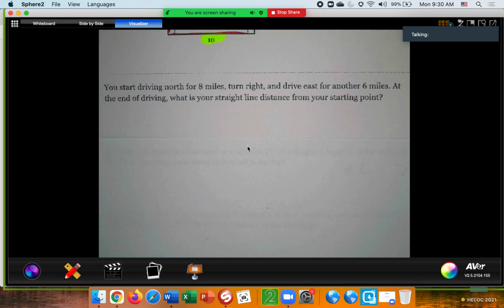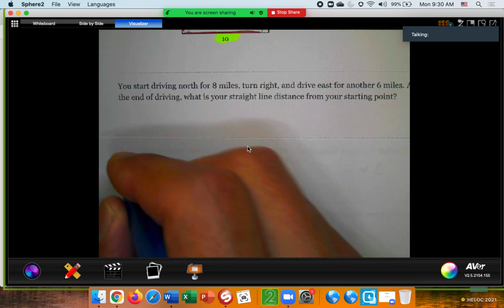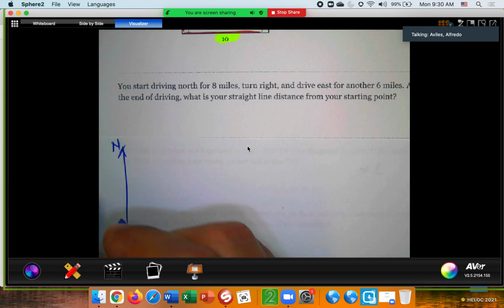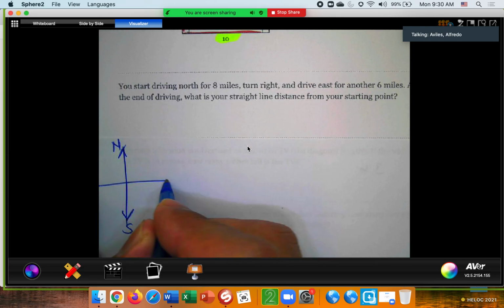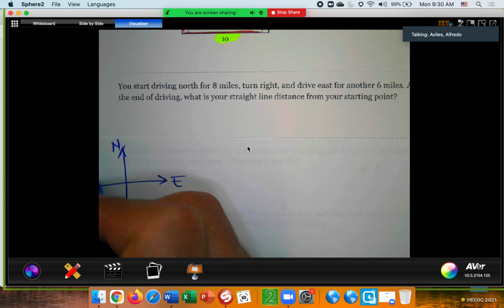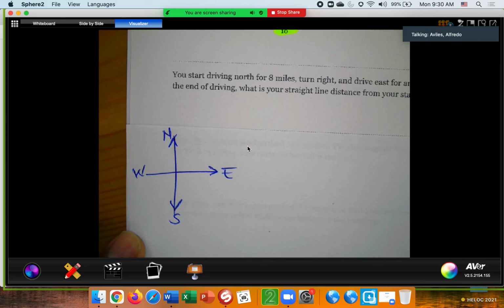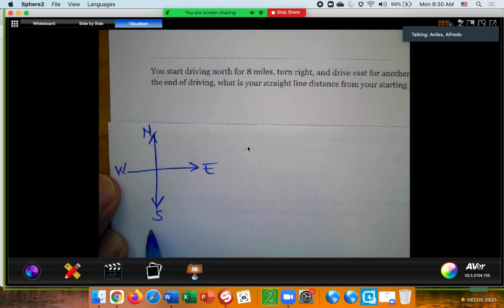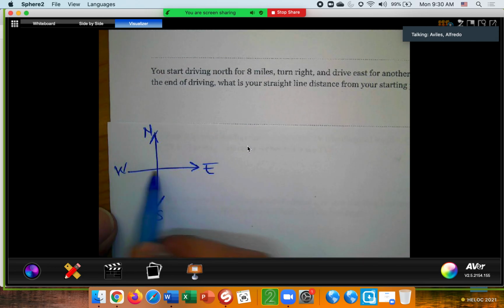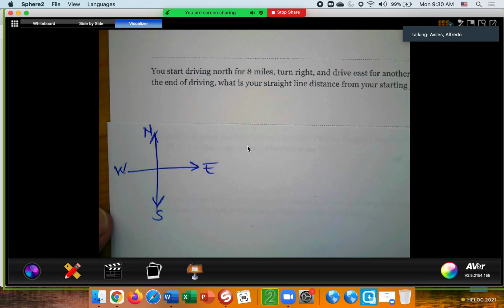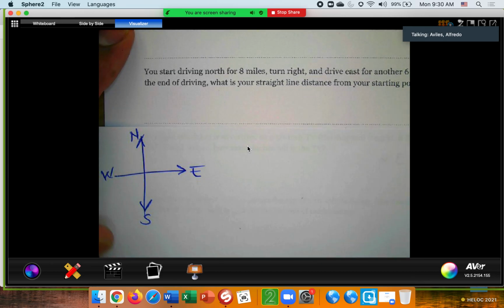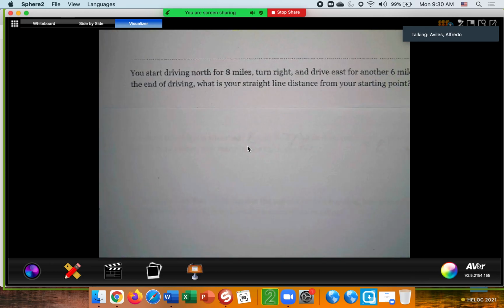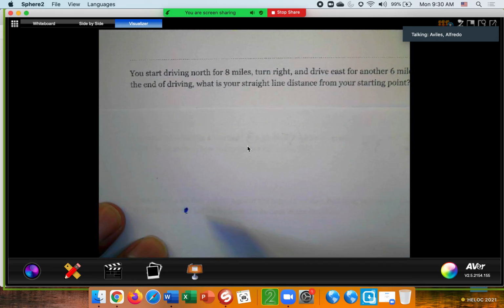I hope everybody knows their directions, right? Everybody knows north, south, east, and west, yes? North is up, south is down, east is to the right, west is to the left. That should be common knowledge. All right, so let's just pick a point. You start right here. You just start right there.